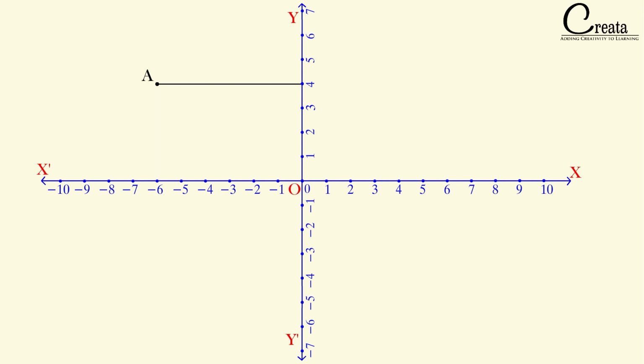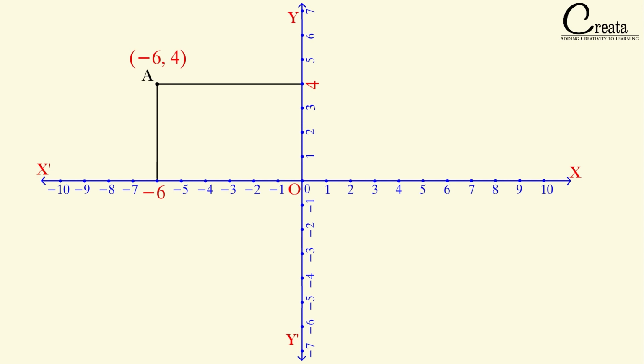This line is meeting the x-axis at point -6. So we got the x-coordinate of this point as -6. Similarly, this line is crossing the y-axis at point 4. Here this point 4 is positive, so we got the y-coordinate as +4. So we got the coordinate of this point as (-6, 4). This point is in the second quadrant, so we got the value of x in the negative direction. I think this point is clear to you.